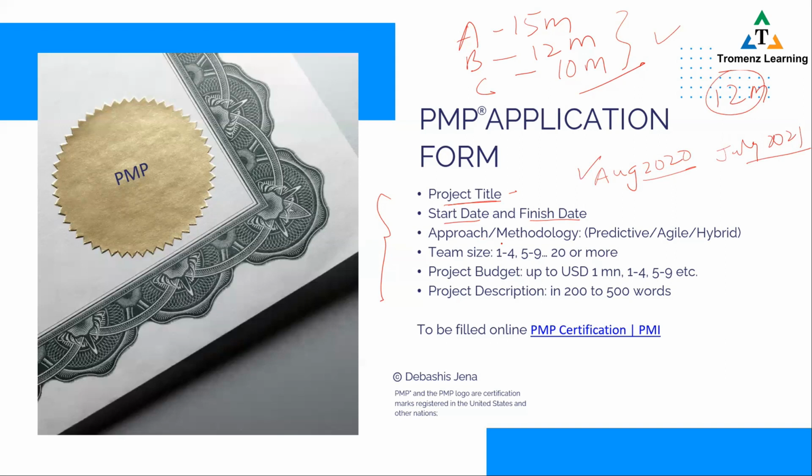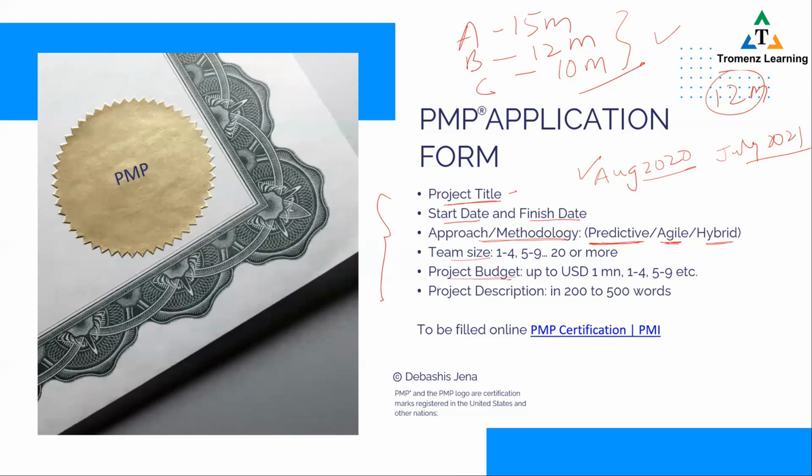Next, it will ask you what approach or method was used for delivery. Was it predictive, traditional, waterfall, or was it agile, or was it a blend? These are the values in the drop down. You select whichever applicable. Just in case you're not very clear about what these approaches are, don't worry, we'll be discussing these in great detail during the training. Then team size, there's a drop down to select what is the team size in the project, 1 to 4, 5 to 9, and so on. Select whichever applicable from the drop down.